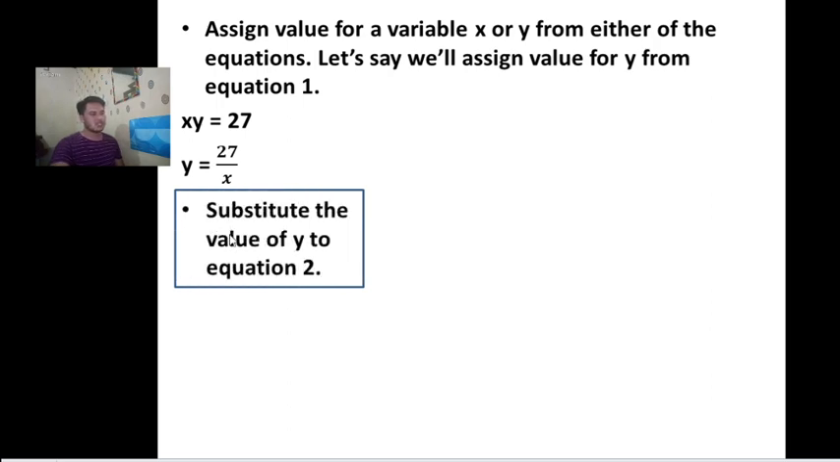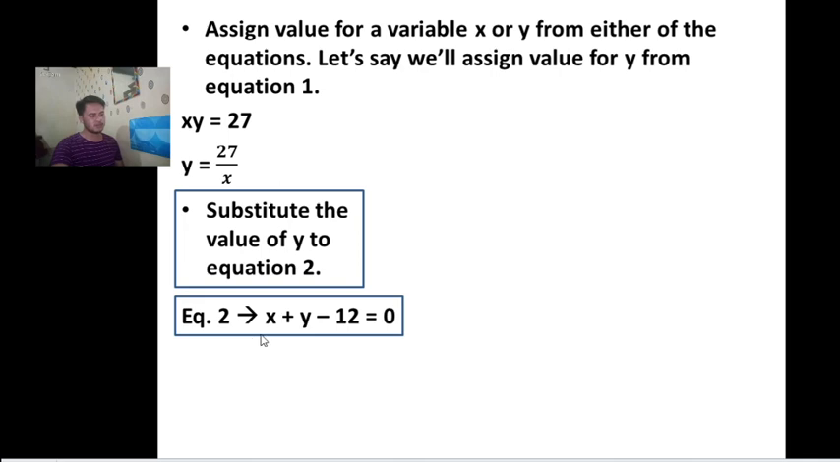Next, substitute the value of y to equation 2. And we have equation 2, that is x plus y minus 12 equals 0. So substitute the value of y. We have now x plus 27 over x minus 12 equals 0.